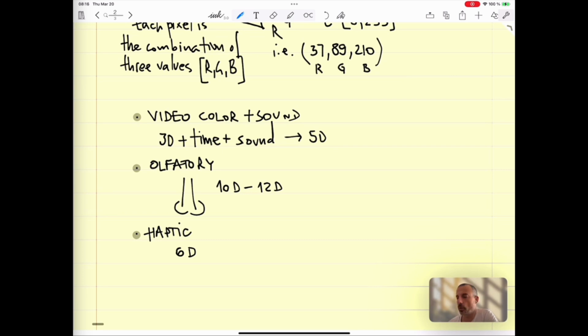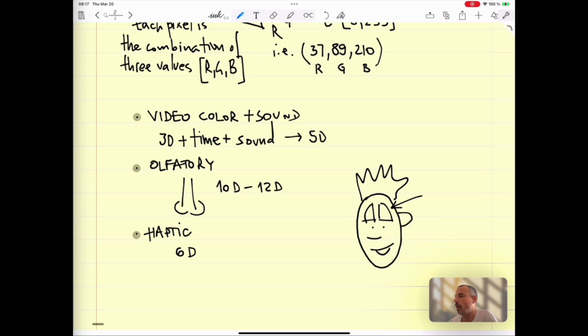So the hypothesis, by the way, is that our human brain can compute around 30 to 40 dimensions in real time, and that's a lot, okay?